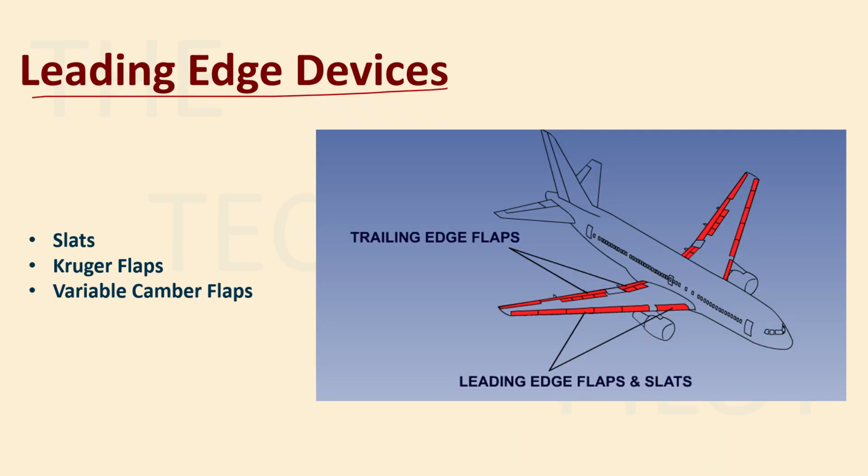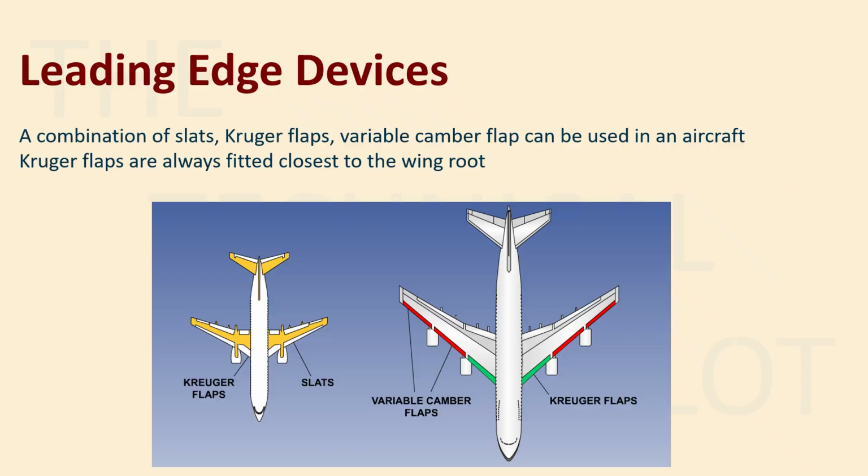Now let's start with leading edge devices. So we have seen the trailing edge devices or flaps. These we have already seen. Now we have to discuss the leading edge devices. What are the devices that are installed on the front portion of your wing, or the leading edge of the wing? There are three devices. You have slats, you have Kruger flaps, and you have variable camber flaps.